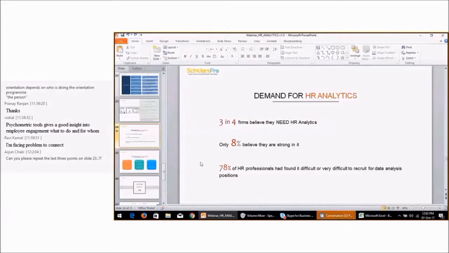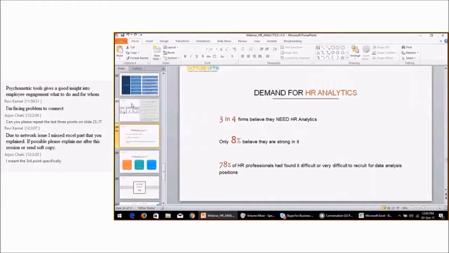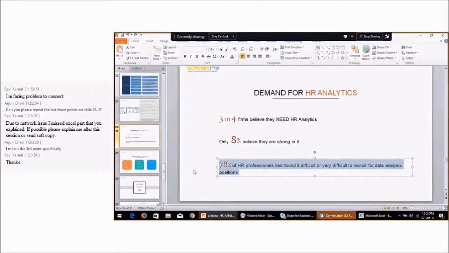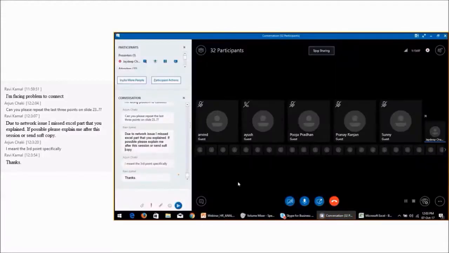Okay, and what is the reason for that? Yeah, and what is the reason that a lot of firms are not doing it? Because a lot of HR professionals found that they don't find the people with the right skills to fill positions of HR analytics. Okay, they're not able to find the necessary skill sets in their candidates.